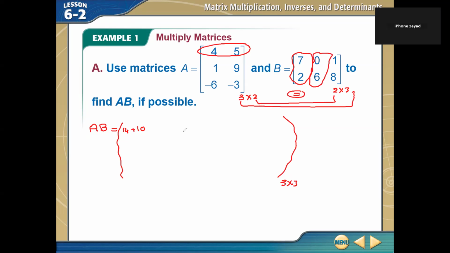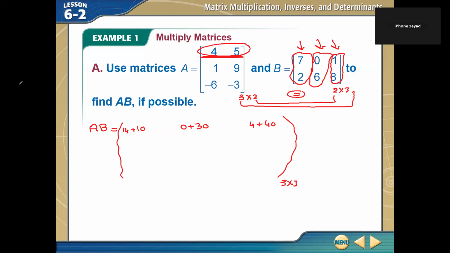Then we go to the first row with the second column. We have here 4 times 0 equals 0, plus 5 times 6 equals 30. Complete with me with the third column: 4 times 1 equals 4, plus 5 times 8 equals 40. So I just write 40. This is the first row. We get the first row from the first matrix with column 1, column 2, and column 3.